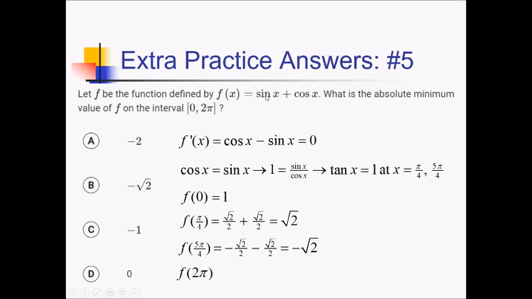So sine of 2 pi is 0. Cosine of 2 pi is 1. It's really the same as when you plugged 0 in. It's coterminal with 0, so that comes out to 1 again.